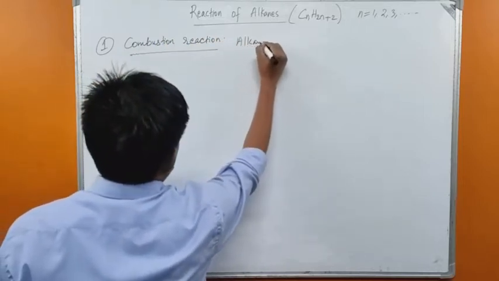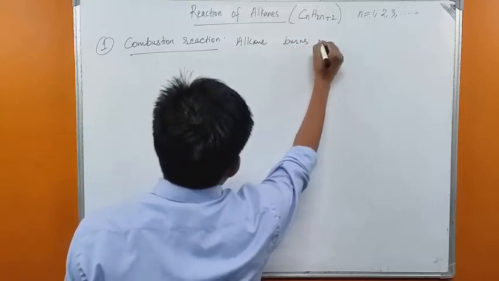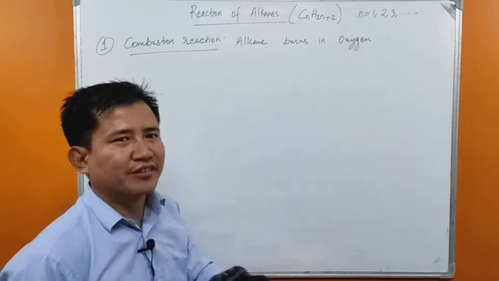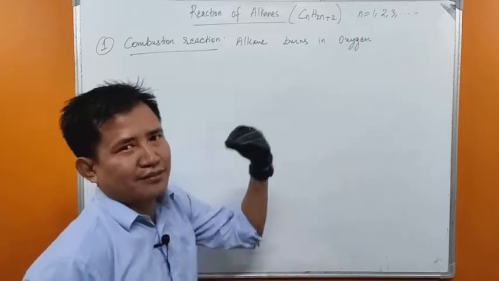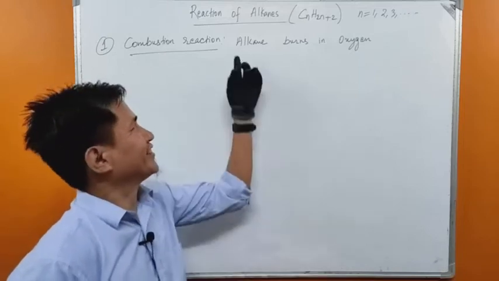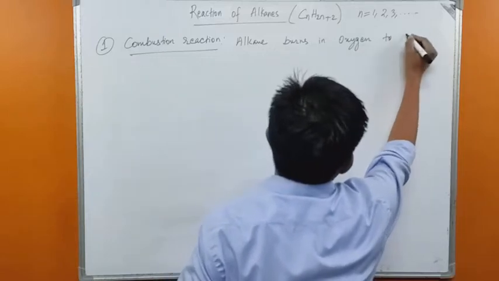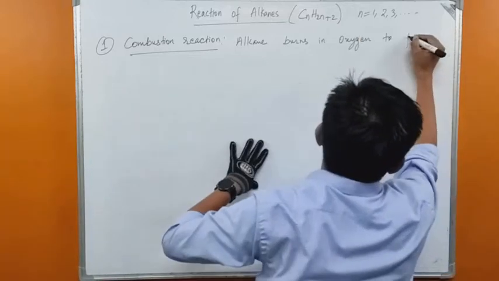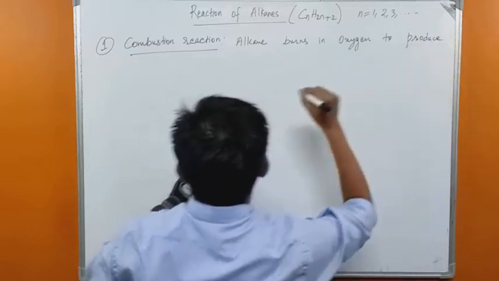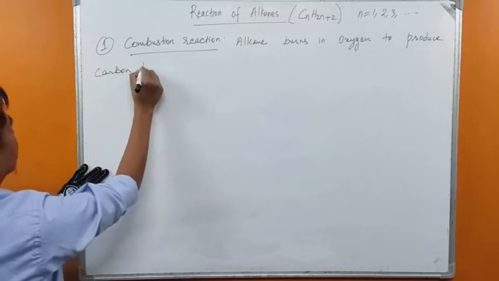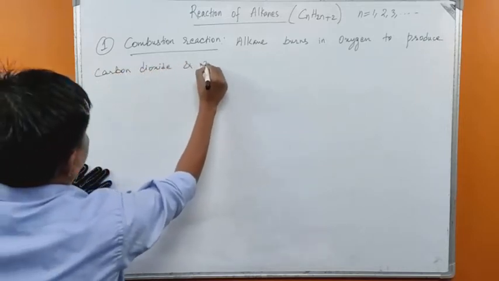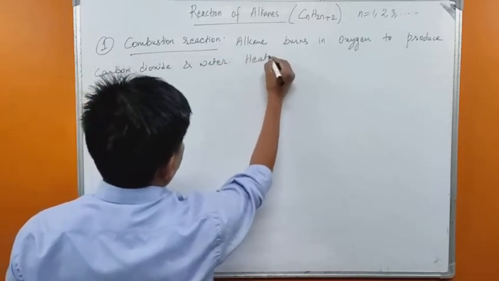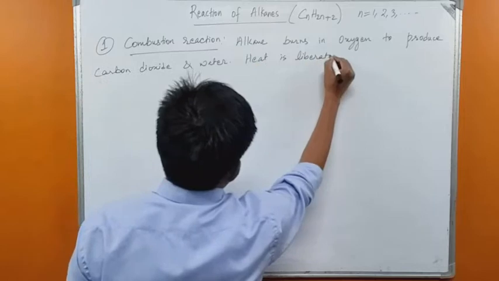Alkane burns in oxygen, okay? Oxygen is very essential for combustion, isn't it? Without oxygen, combustion is not at all possible. So if alkane wants to burn, oxygen is definitely needed. Alkane burns in oxygen to produce carbon dioxide and water, okay? And also heat is liberated. During this type of reaction, heat is always liberated, okay?